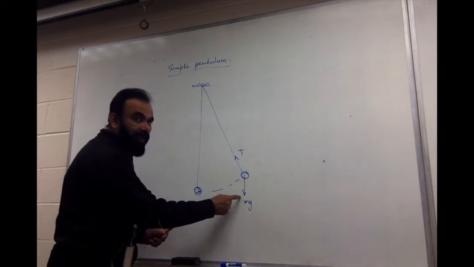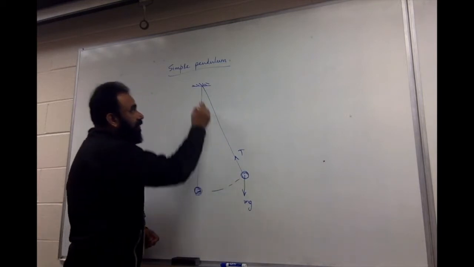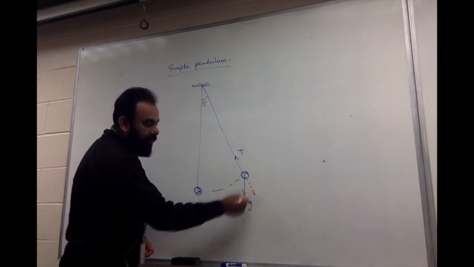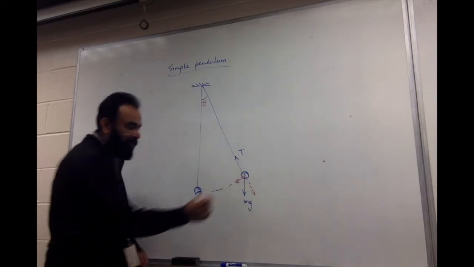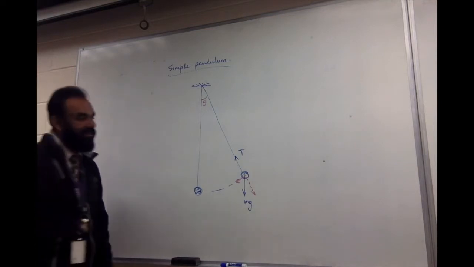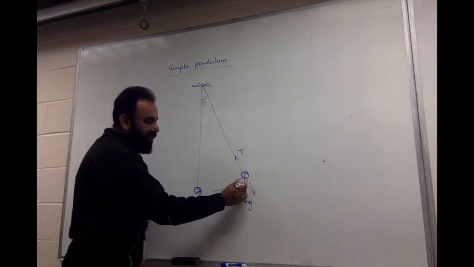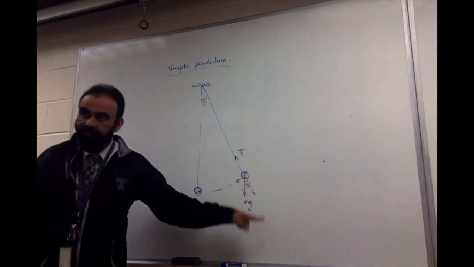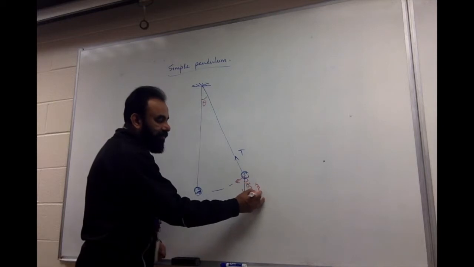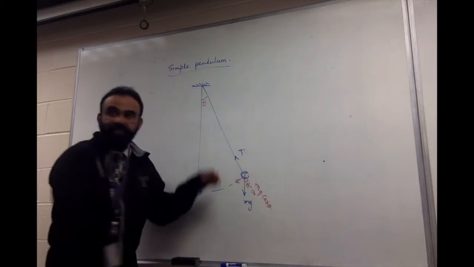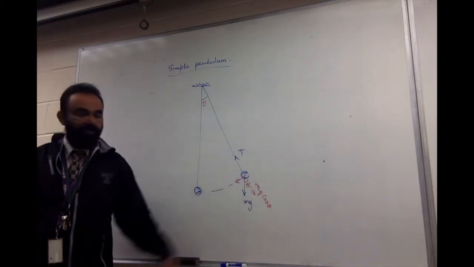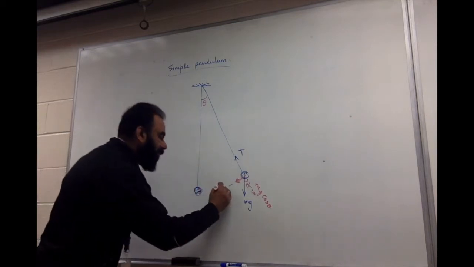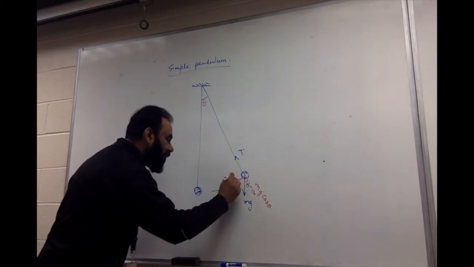Now, resolve this mg into two components. If this angle is theta, mg can be resolved into this component and this component. You're splitting into two components. Since this angle is theta, what component of mg is acting this way? mg cosine theta is acting that way, right? And what is this component? It'll be mg sine theta.